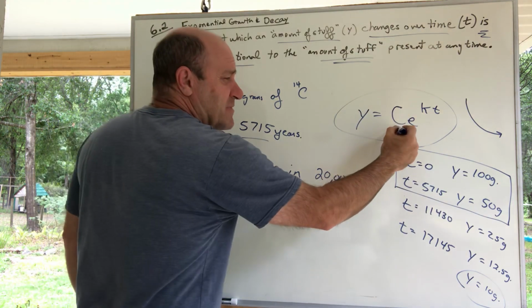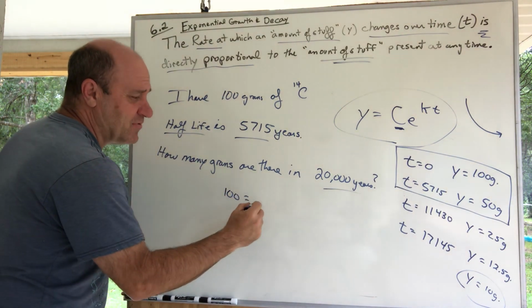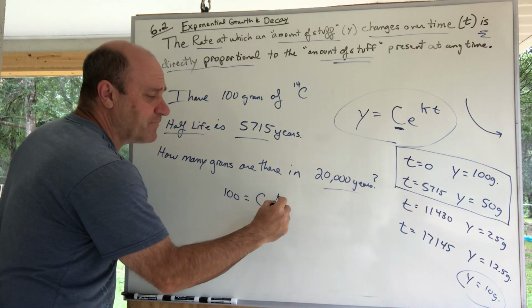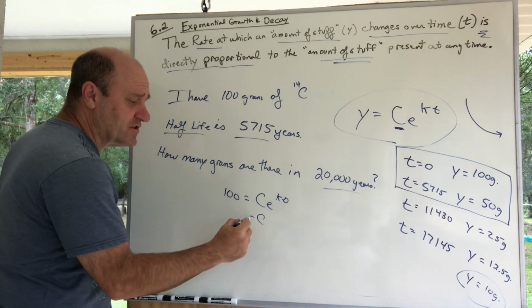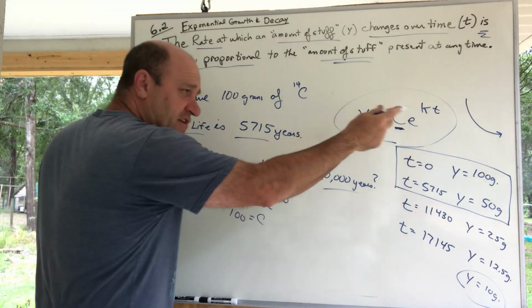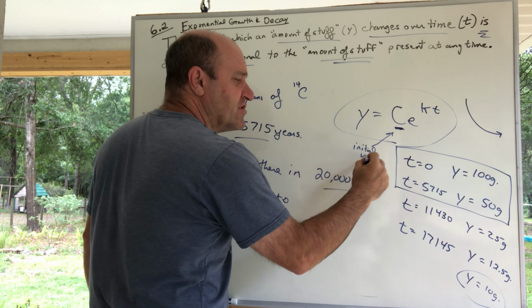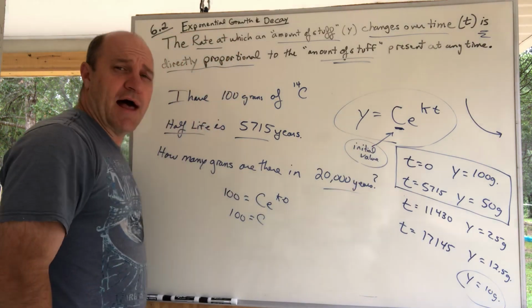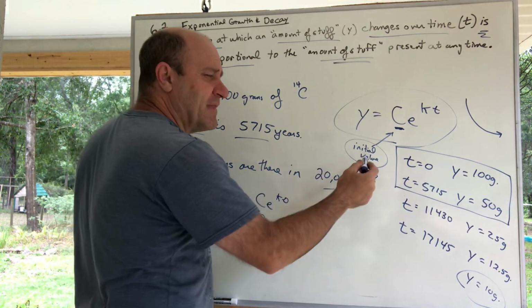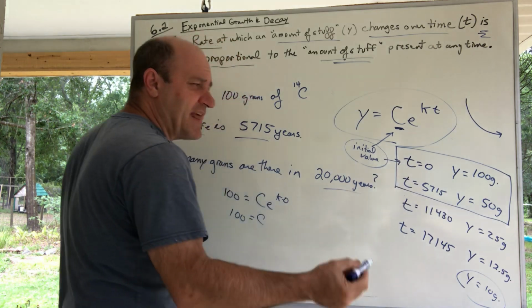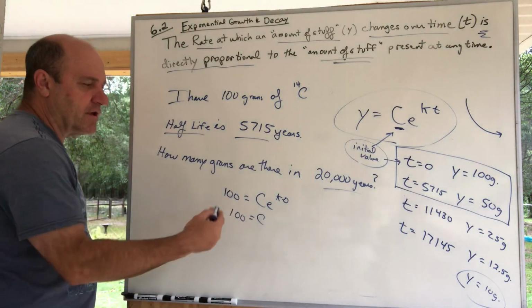Basically that tells me that c is 100. Watch. You plug in 100 for the y, you plug in a 0 for the t, and without knowing k, e to the 0 is a 1, so guess what? You just learned that c is 100. Often in this model, c is known as the initial amount or the initial value. Again, the starting value, but that corresponds to t equals 0. That word initial value means t equals 0.